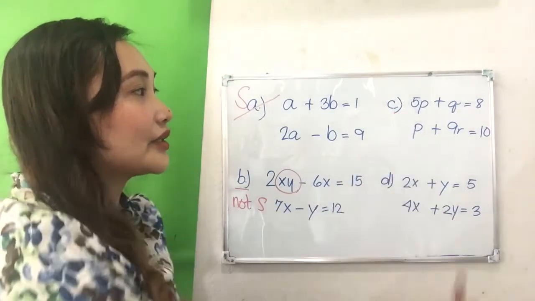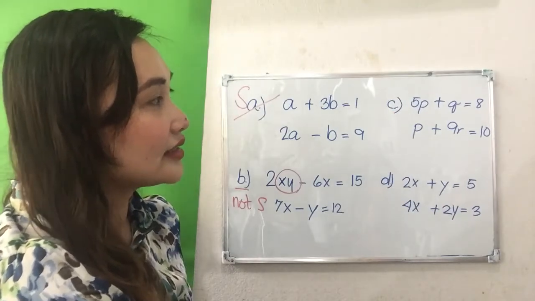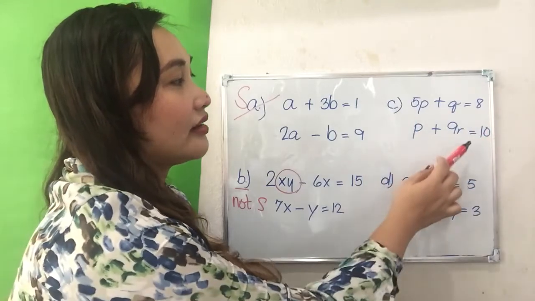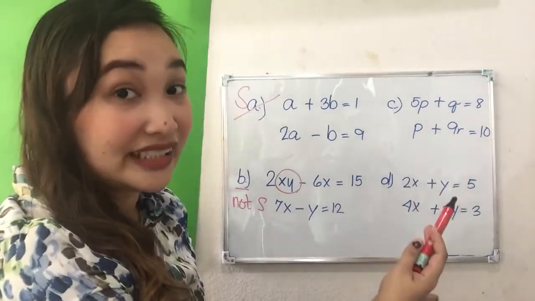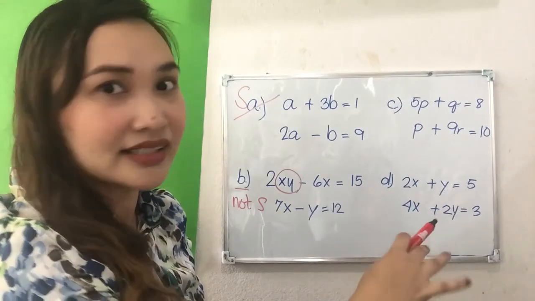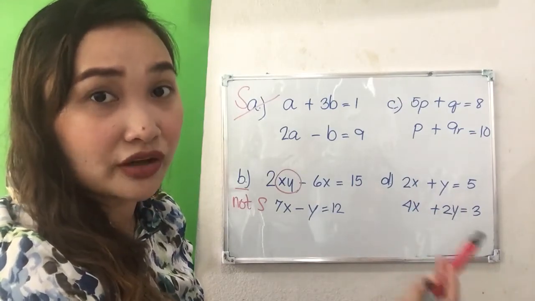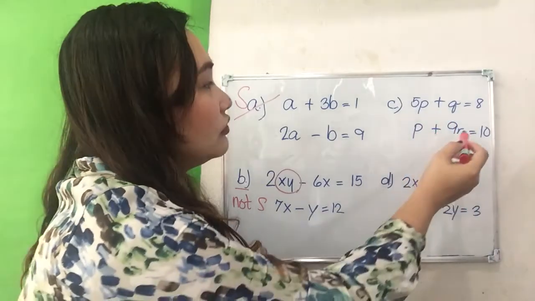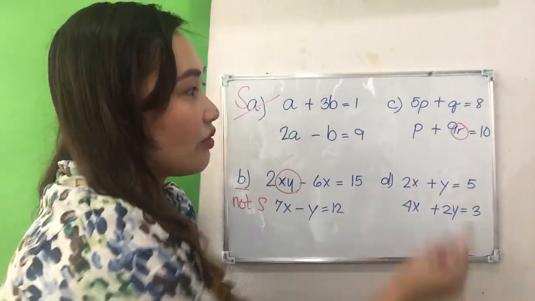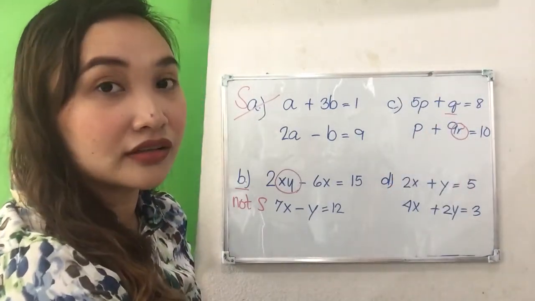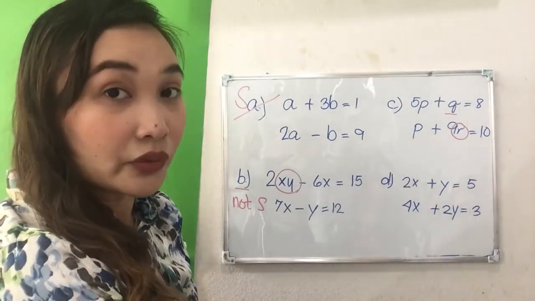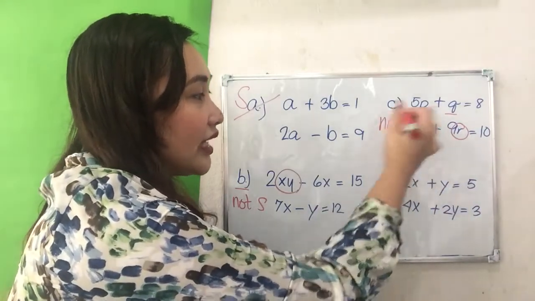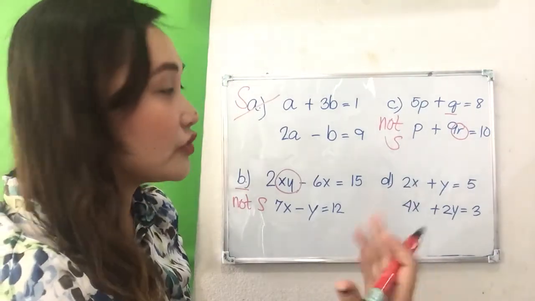Alright, so next, letter C. Okay, 5p plus q is equal to 8, p plus 9r is equal to 10. Both are linear equations with two variables. Second, let's check if the variables are the same. We have p and q, p and r. Oh, so that is an r. So they are not the same as the first equation. Therefore, letter C is not a simultaneous linear equations with two variables.